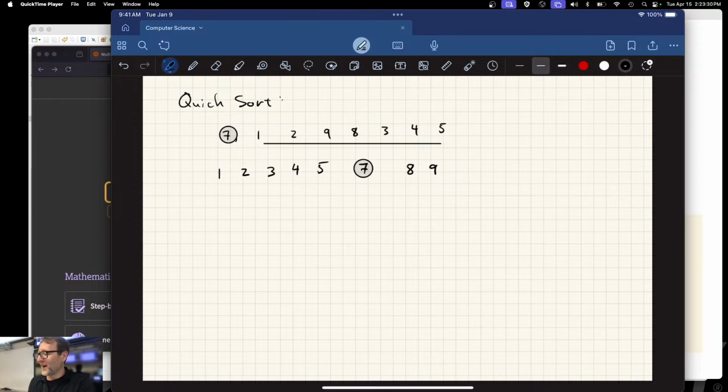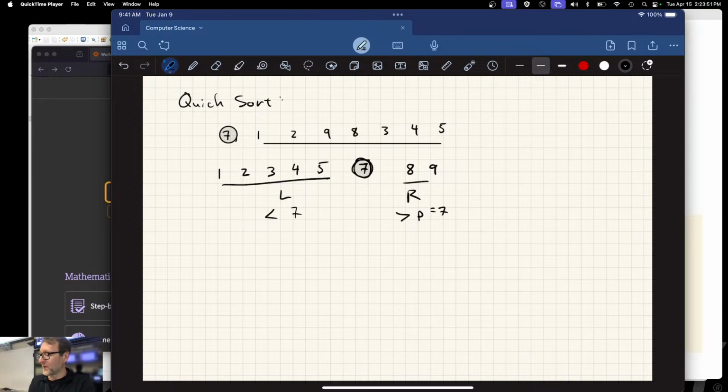In any case, you would end up recursing on the left and the right. What about 7? Should I ever move that? Everything over here is less than the pivot element, and everything over here is greater than the pivot element, which I'll call P. And so we leave it where it needs to be.